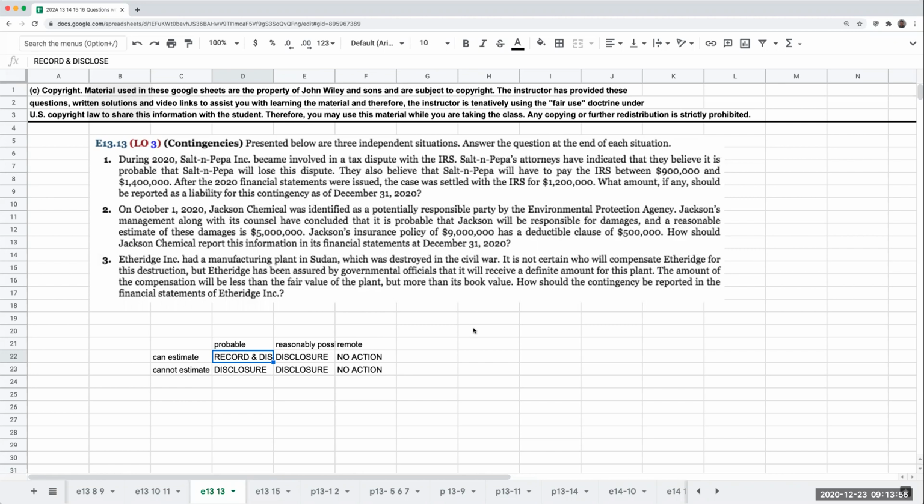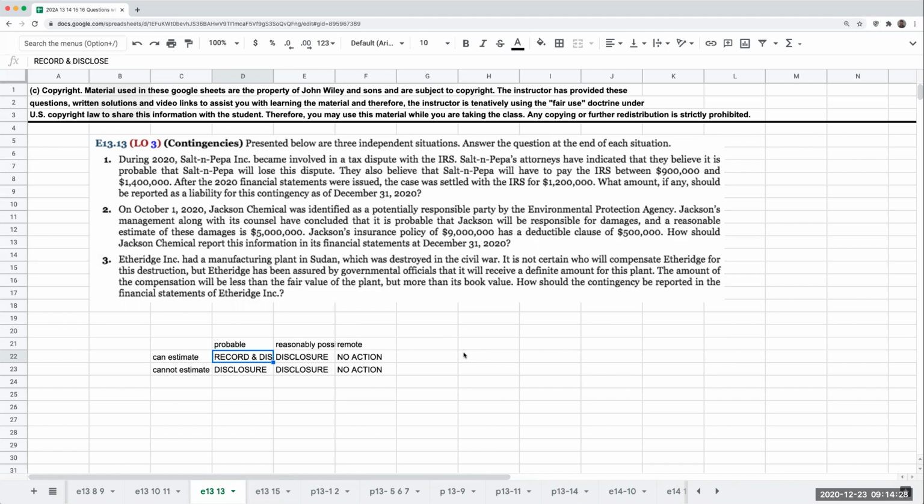Last one over here: Etheridge has a manufacturing plant in Sudan, which was destroyed in the Civil War. It is not certain who will compensate Etheridge for this destruction, but Etheridge has been assured by governmental officials that it will receive a definite amount for this plant. The amount of the compensation will be less than the fair value of the plant, but more than its book value. How should the contingency be reported in the financial statements?